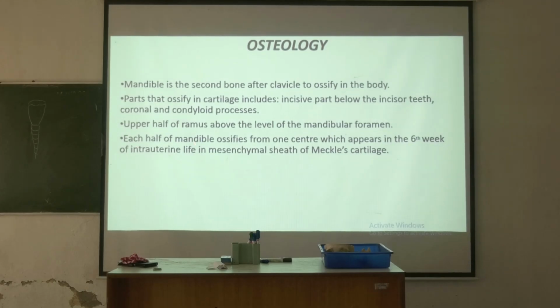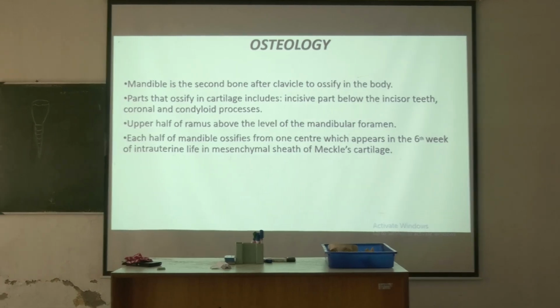And coronoid and condylar processes, these parts ossify from cartilage. The upper half of the ramus above the level of mandibular foramen also ossifies from the cartilage, and each half of the mandible ossifies from one center which appears in the sixth week of intrauterine life in the mesenchymal sheath of Meckel's cartilage. This cartilage is important. How mandible ossifies is asked in your viva. It ossifies in Meckel's cartilage.